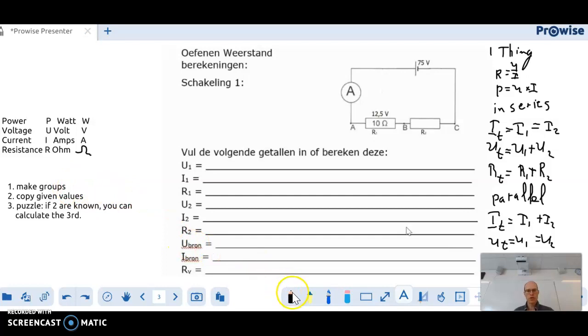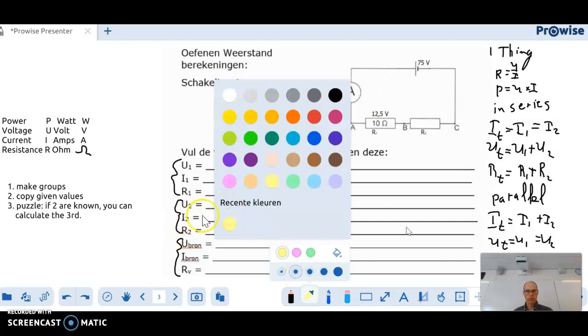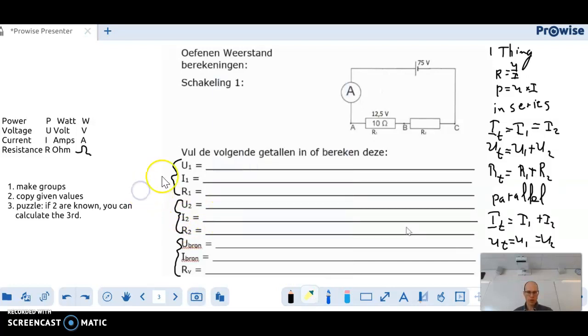First, make groups. The groups, and that's where we use highlighters or the pencil, basically go R1, R2, and the source. So R1 is one group, R2 is one group, and the source is one group as well. And then we have a group in yellow. I want yellow. I have a group for the current. Highlight that one.